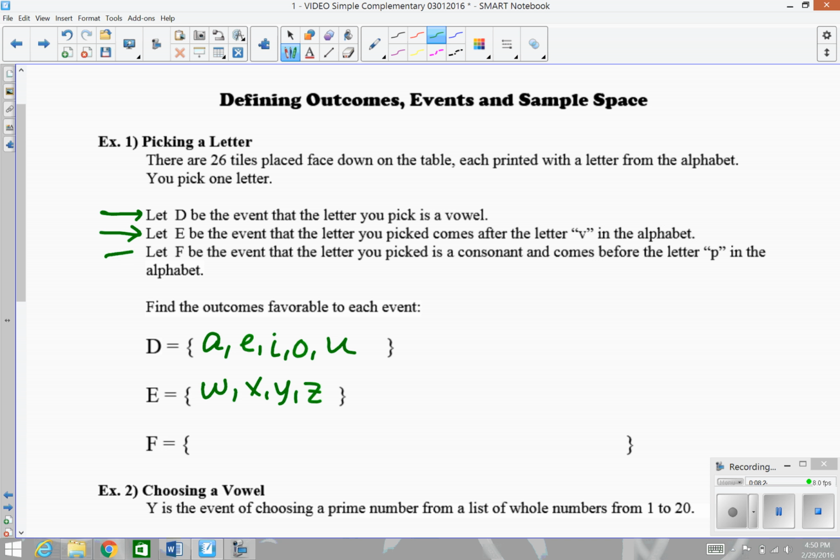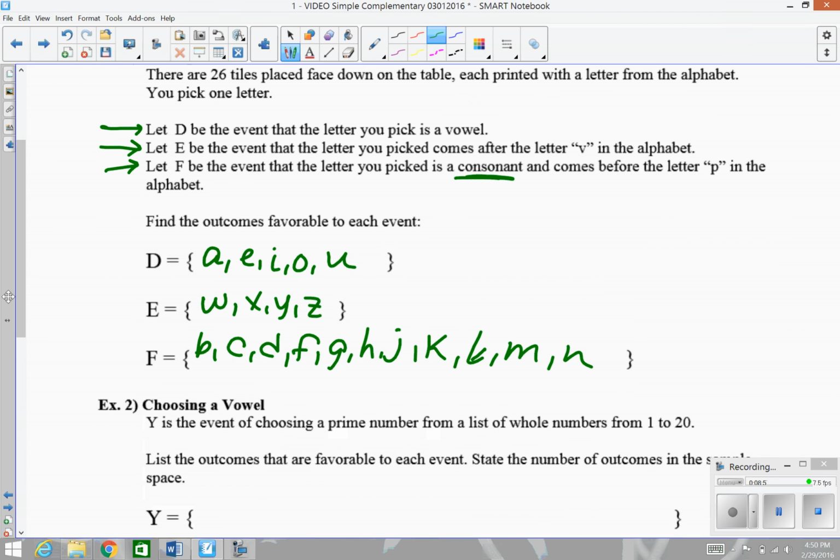And then this one was funny. Let F be the event that the letter you pick is a consonant, a non-vowel, and comes before the letter P. If we go through our alphabet, start at A. A is a vowel, so that doesn't work. B, C, D, F, G, H, J, K, L, M, and N. So you're almost making subcategories from your big sample space that you start with.